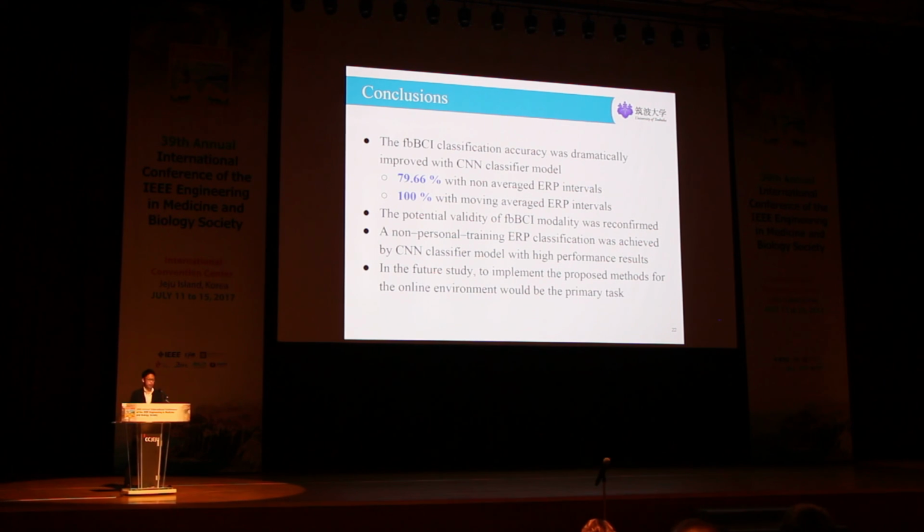So let me conclude my research project. The FPBCI classification accuracy was dramatically improved from 60% with the CNN classifier model. We could acquire around 80% for the non-average ERP intervals and 100% for the average ERP intervals. So we could reconfirm the potential validity of the FPBCI, and we also achieved non-personal training ERP classification. In future study, implementing the proposed methods for the online environment would be the primary task, since this experiment was conducted offline, just calculation.